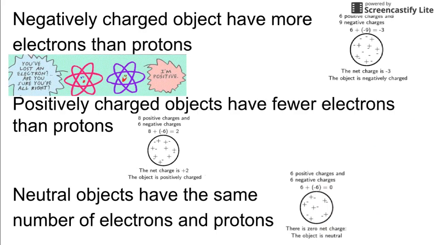So negatively charged objects are going to have more electrons than protons. Remember, electrons are the negatives. In a neutral object, we have the same number of electrons and protons, so they kind of even each other out. Negatively charged objects are going to have more electrons, more of those negative charges. Positively charged objects will have fewer electrons and more protons, so you have more positive charges than negative charges in the object.